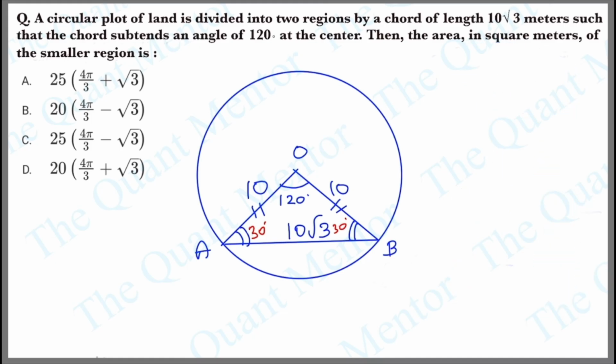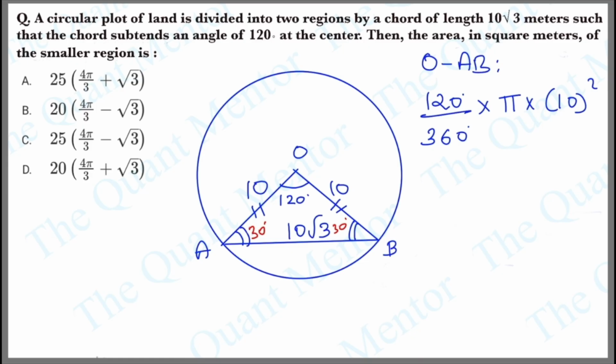So next, we find out the area of sector OAB. And for this, we'll use the logic that the angle is 120 degrees. So 120 upon 360 into pi r square, or pi 10 square. This will be the area of sector OAB. 120 and 120 gone, I will basically get 100 pi by 3.